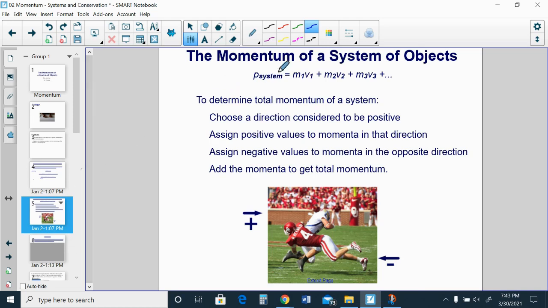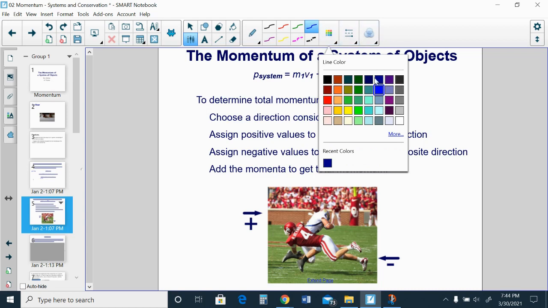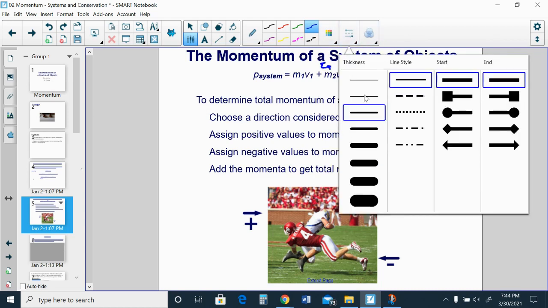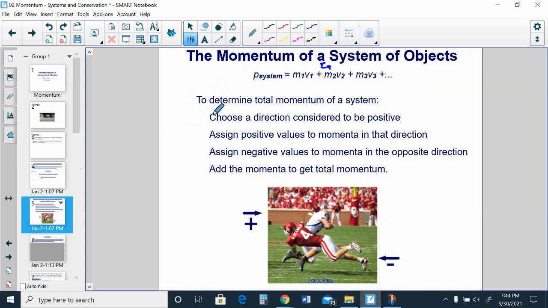So now that we have an equation to represent the momentum of a system, or the net momentum, adding it all together, in order to determine the total momentum of a system, there are a few steps that you want to follow. So let's take a look. One thing that you're going to want to consider is the direction. That's going to be positive.